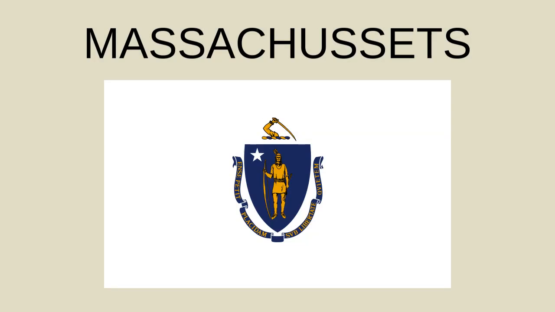Adopted in 1971, the Massachusetts flag consists of a state seal on a white background. Very creative, I know. So again, I couldn't really find anything about how this flag was created, only the changes that were made to it over the years. So I will talk about that.